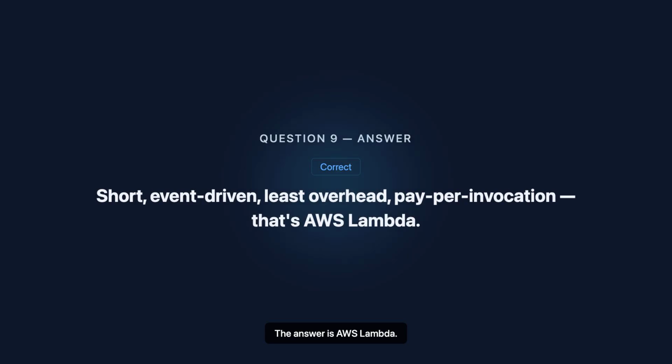The answer is Amazon Web Services Lambda. Short, event-driven code with no servers to manage and billing only per invocation. That's the textbook Lambda pattern, triggered right off an S3 event. For least operational overhead on event-driven work, Lambda is the lean choice.